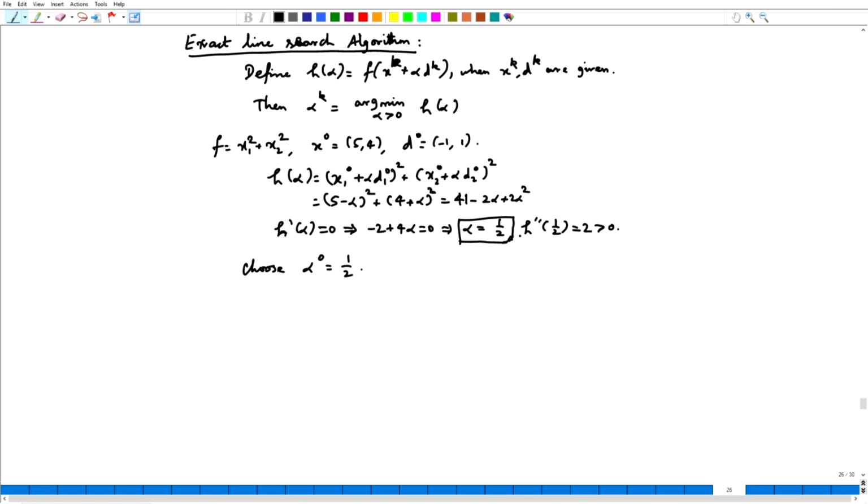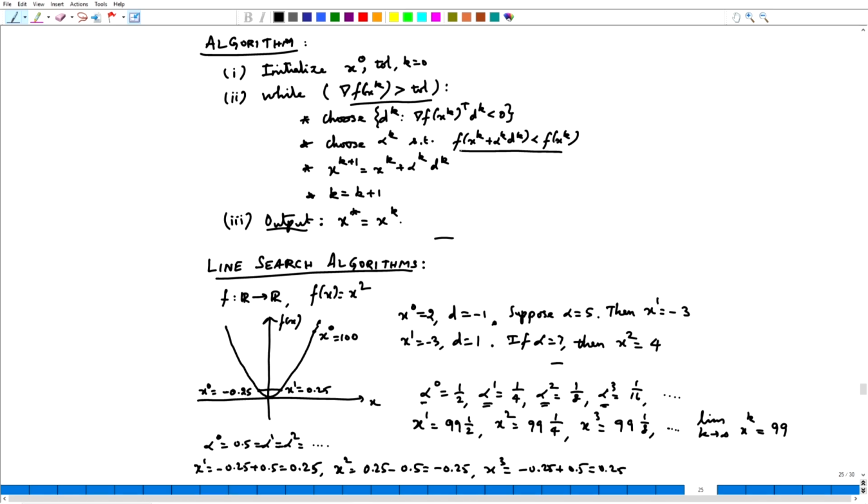What does this actually mean? It means that we are actually looking for alpha such that f of x k plus alpha k d k is less than f of x k. What is the best possible alpha k that you can choose given x k and d k? You choose that value of alpha k for which f of x k plus alpha k d k is the minimum most. That is exactly what is being done here.